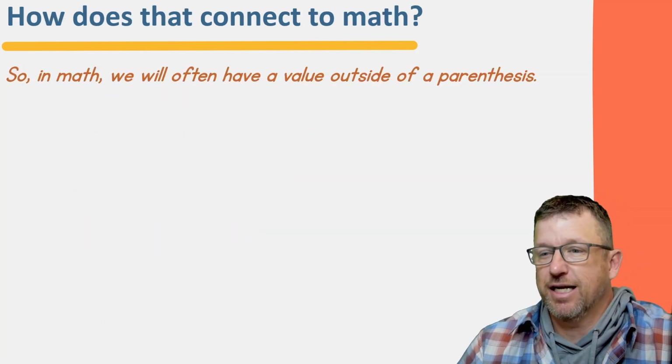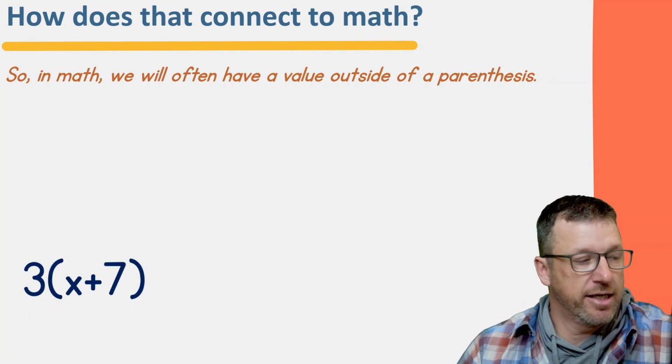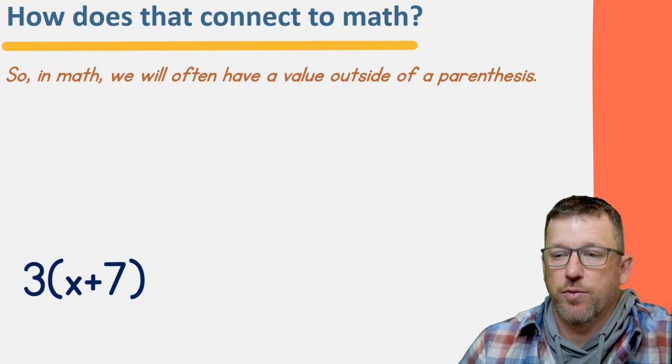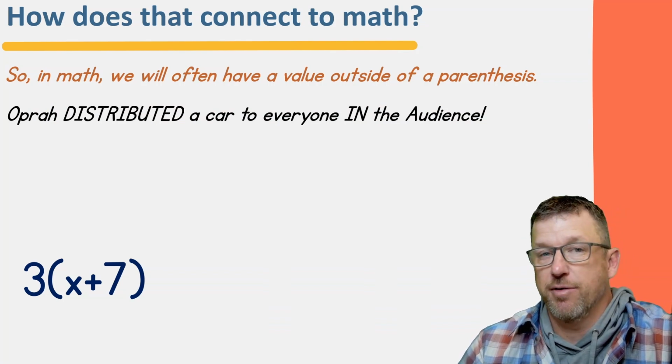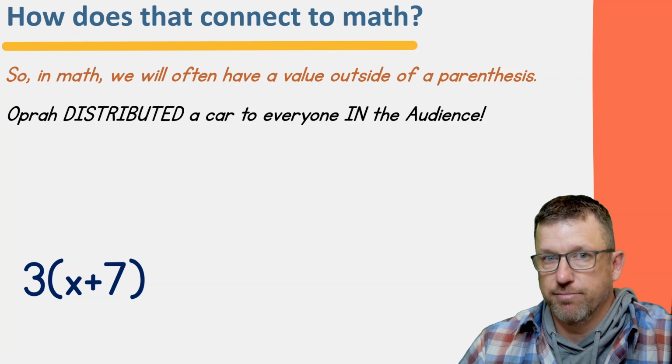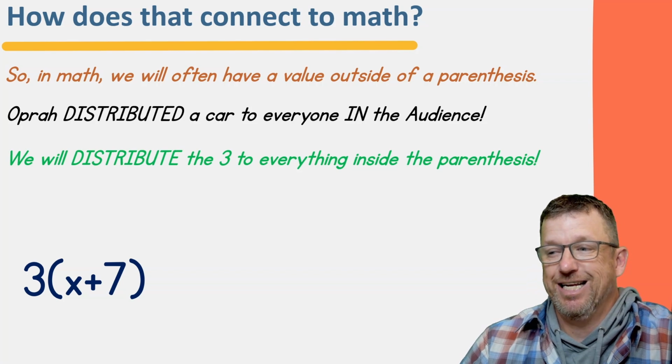Now, how does that connect to math? Well, in math, we will often have a value outside of a parentheses like this, and we need to figure out what to do with that. Oprah distributed a car to everyone in the audience. And remember, the audience was in the parentheses because there were multiple things going on in the audience, so there are multiple things inside the parentheses. We are going to distribute a 3 to everything inside the parentheses.